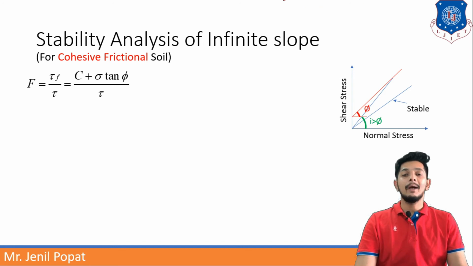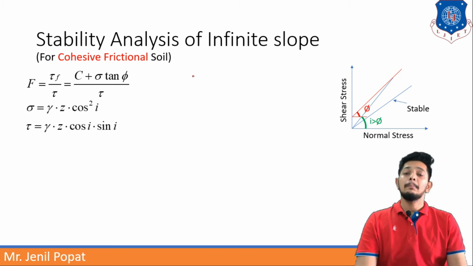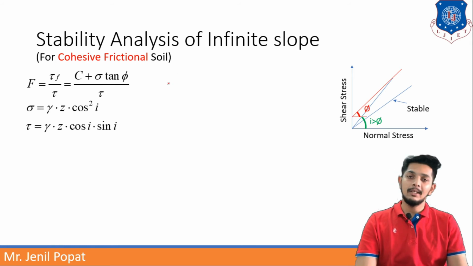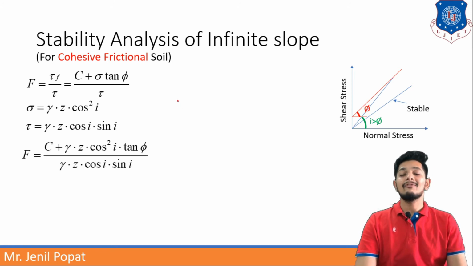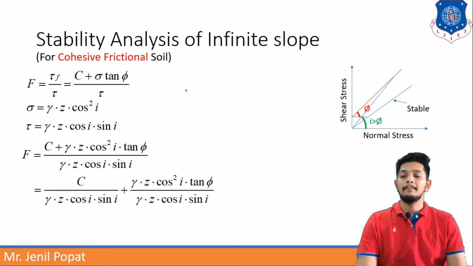F is equal to tau f by tau. If it is a cohesive frictional soil, C cannot be equal to 0 and phi cannot be equal to 0. So I have to consider tau f is equal to C plus sigma tan phi. Putting sigma and tau values from the very basic equations, sigma as gamma z cos square I and tau as gamma z cos I into sin I, the factor of safety F can be written as C plus gamma into z cos square I into tan phi, upon the tau value, which is gamma z cos I into sin I.